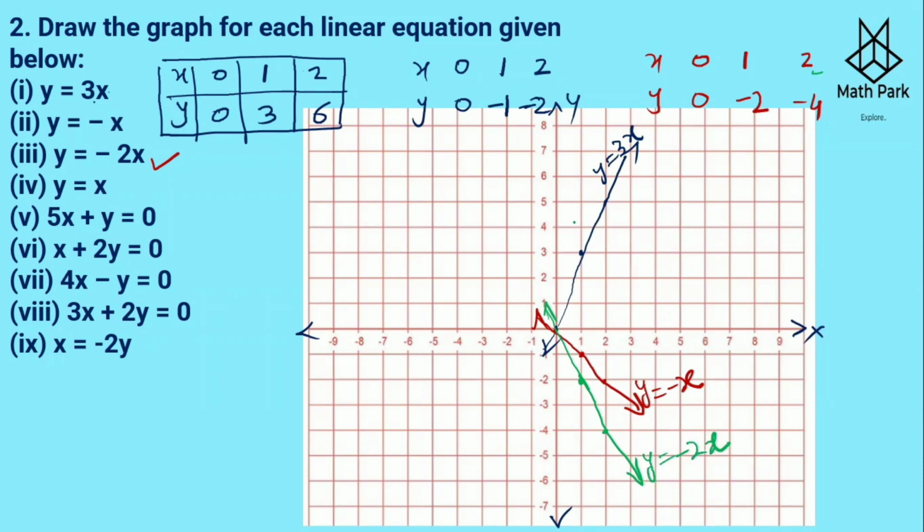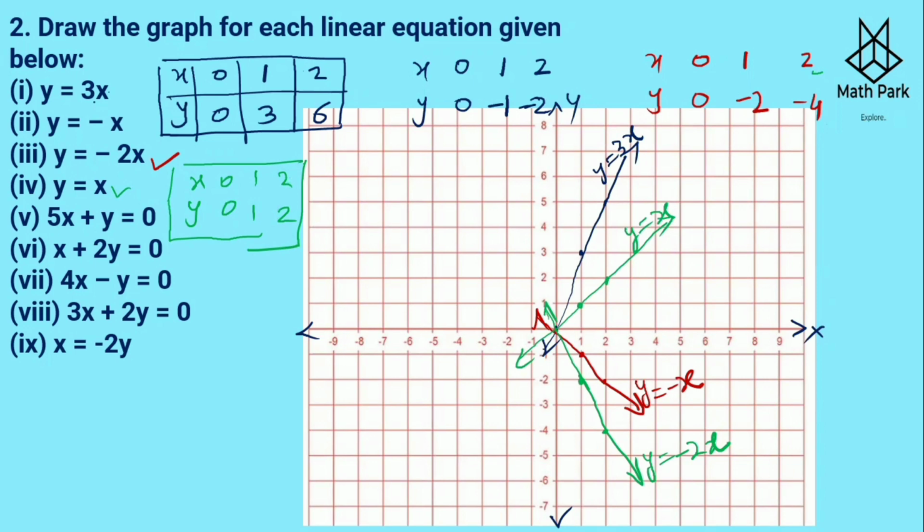Now let us do y is equal to x. For y is equal to x, let us create a table again. You have x and y. If x is 0, y is 0; x is 1, y is 1; x is 2, y is 2. So these are the points for y is equal to x. Let us draw it: 0, 0, then 1, 1, then 2, 2. Let us join these points, and the graph for the line y is equal to x is done. So we did the 4 parts.